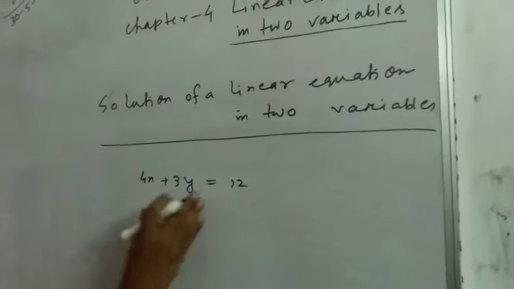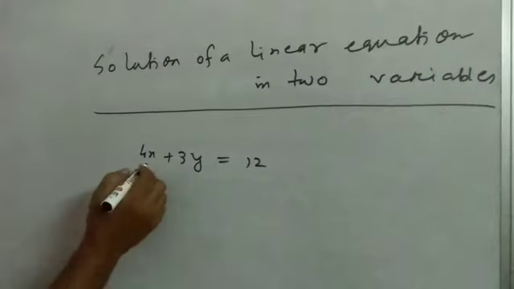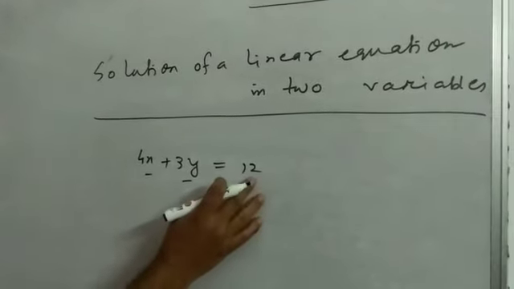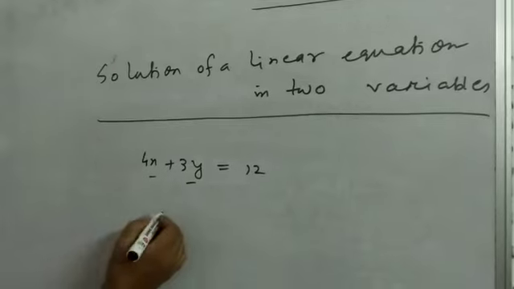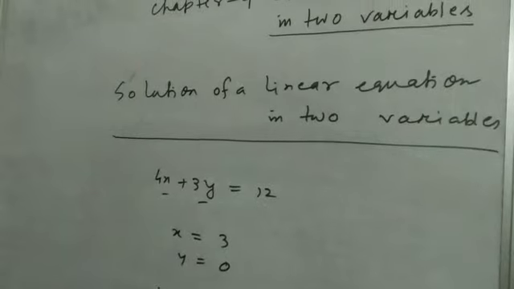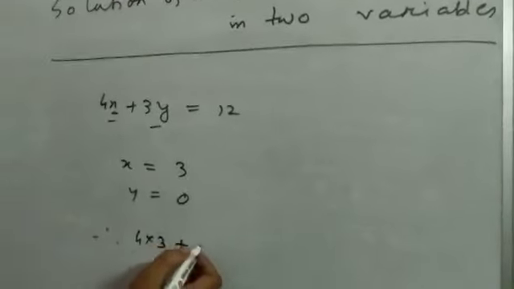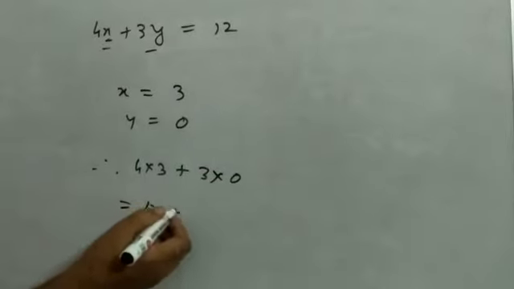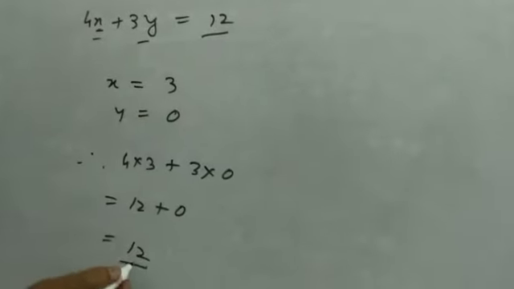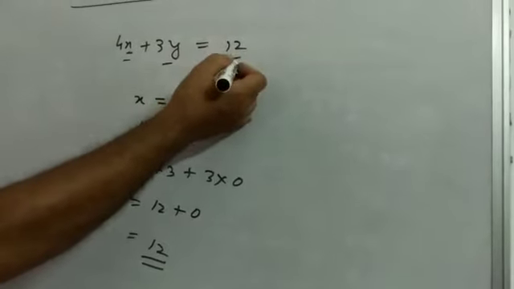If we suppose that 12 will not be transferred to this side, directly we can find the solution. Here for some values of x and y, we will put them in and we should get the right hand side. Suppose x equal to 3 and y equal to 0. In place of x we put 3, so 4 into 3 plus 3 into 0, which is 12 plus 0 equal to 12. You see, the right hand side is 12, and the left hand side value is also 12. So x equal to 3, y equal to 0 is also a solution of this equation.